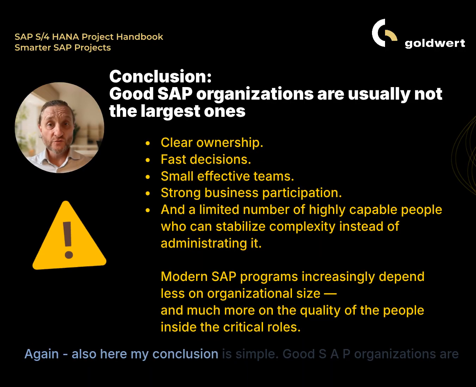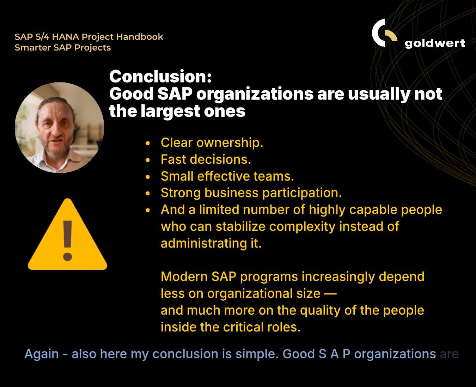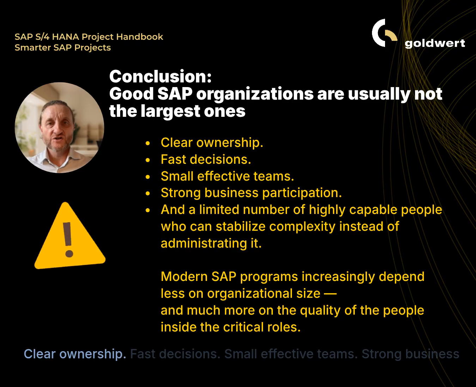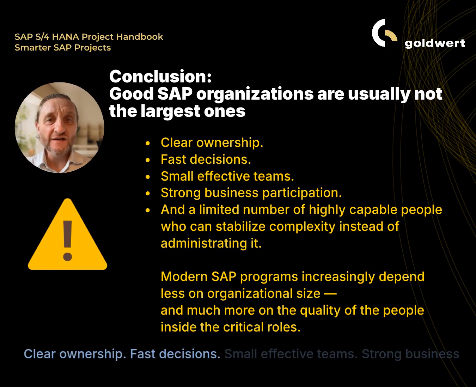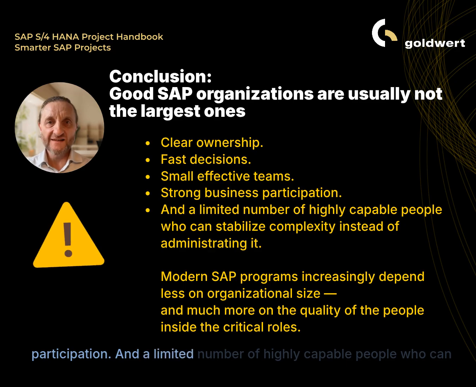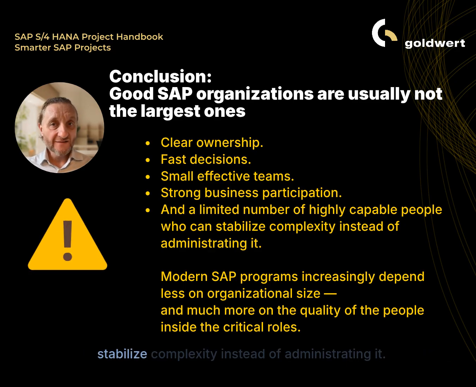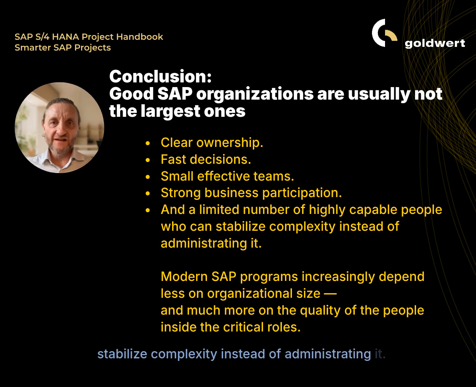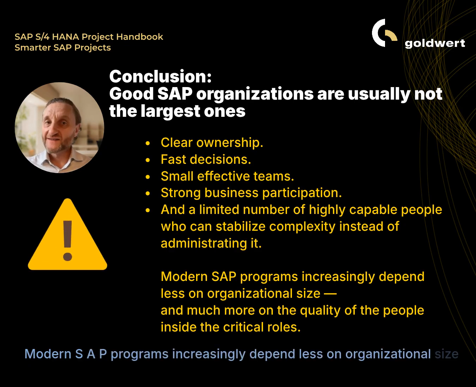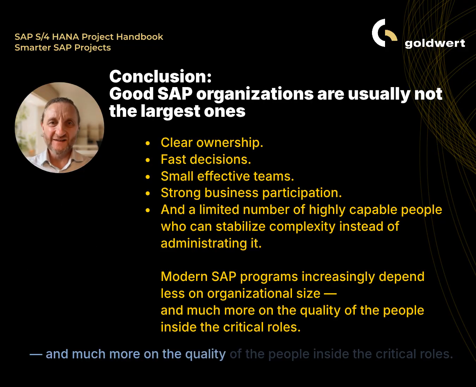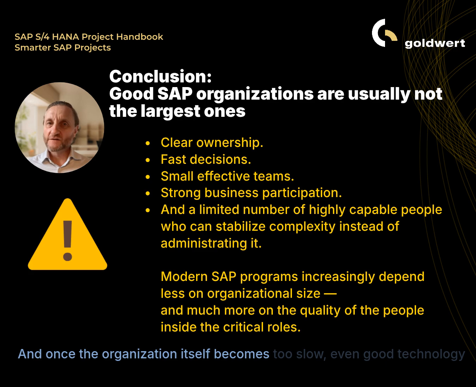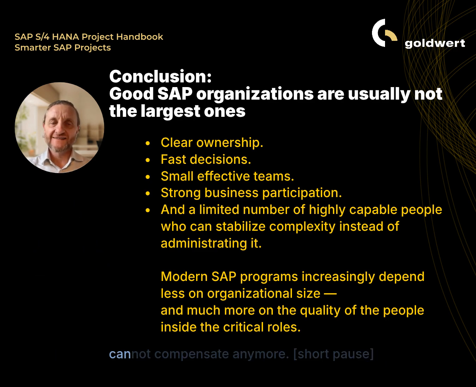Again, also here my conclusion is simple. Good SAP organizations are usually not the largest ones. They are the clearest ones. Clear ownership, fast decisions, small effective teams, strong business participation, and a limited number of highly capable people who can stabilize complexity instead of administrating it. Modern SAP programs increasingly depend less on organizational size and much more on the quality of the people inside the critical roles. And once the organization itself becomes too slow, even good technology cannot compensate anymore.